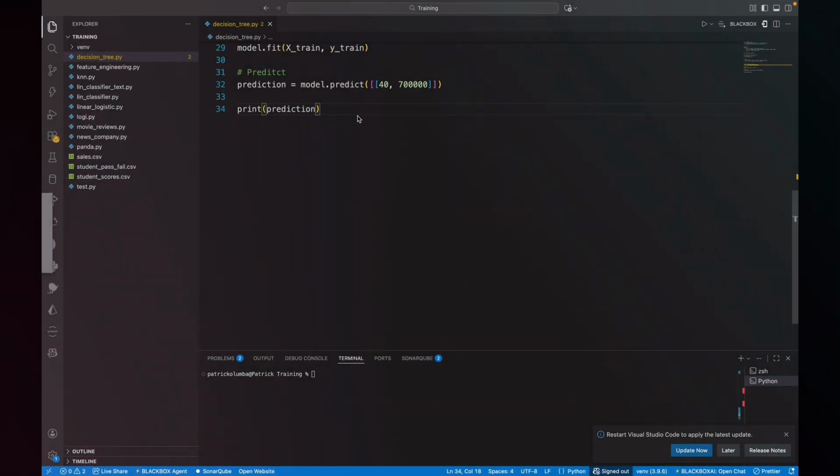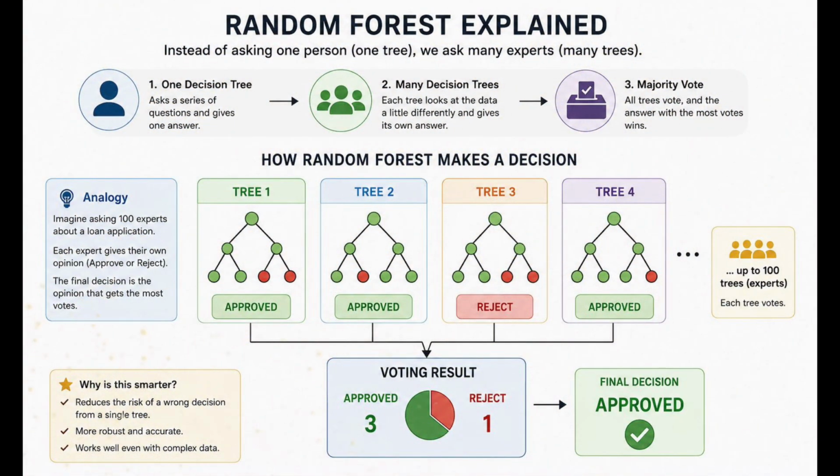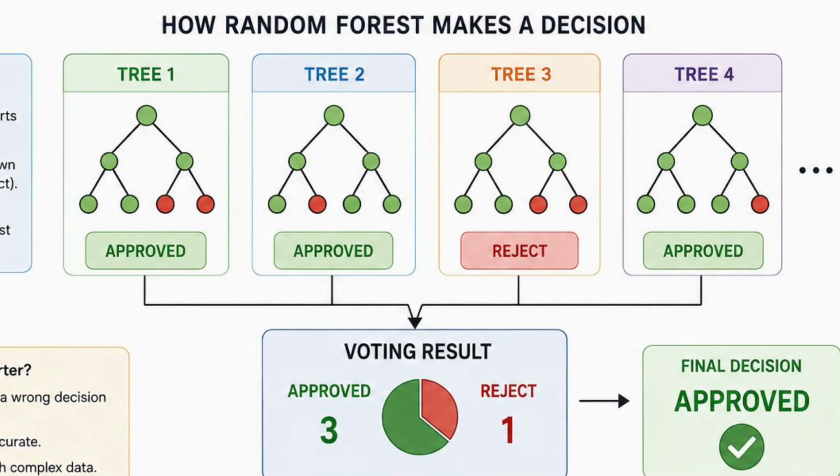Random forest. So instead of asking one person, imagine asking 100 experts. Each expert gives their own answer, right? Then everyone votes, and whichever answer gets the most votes wins. Whichever answer gets the most votes, that is the random forest. I don't know if that makes sense. Okay, so forest, let's talk about that. One tree: if we talk about decision tree, we talk about one tree; with random forest, we talk about many trees. Does that make sense?